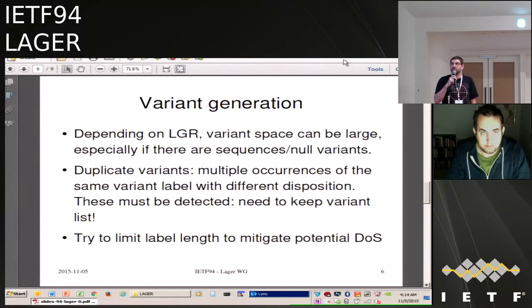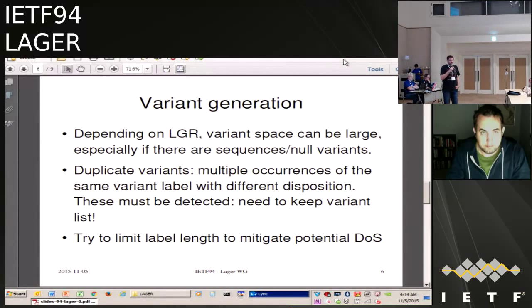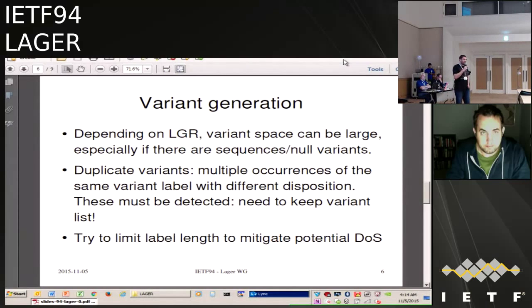Now the big topic, of course, is variant generation. Depending on the LGR, the variant space is from a few variants to thousands of them. And this can be very difficult to handle. In both resources, you will use lots of memory or CPU to generate them. And also, as I was presenting before, the tool we are implementing is actually a user interface. So there are lots of questions to ask yourself about how you will present the user with thousands of variants and things like that.